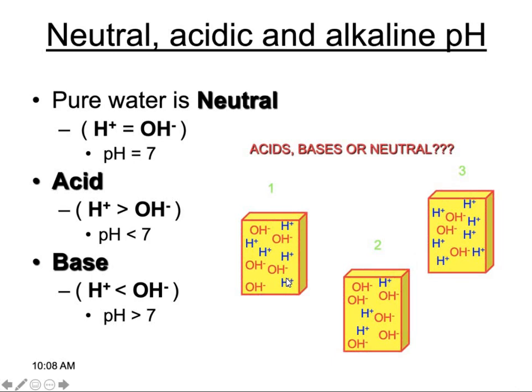There are three different images, 1, 2, and 3. Pure water is neutral. Why do we call pure water neutral? Because if you look at number 1, the concentrations of hydrogen ions and hydroxyl ions are equal. That is why the pH is neutral. On the contrary, in image number 2, you would see that the hydroxyl ions are more, so this is a base. In image 3, you will find that the hydrogen ions are more, so this is an acidic solution.